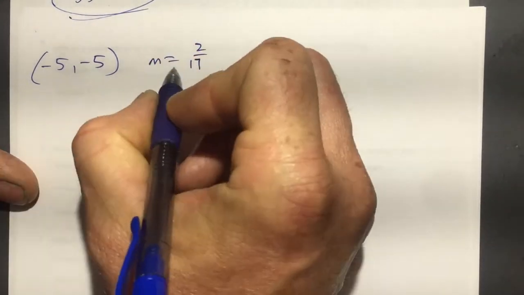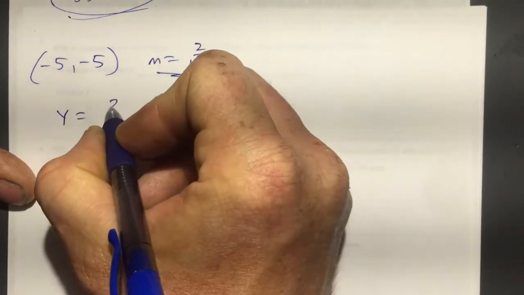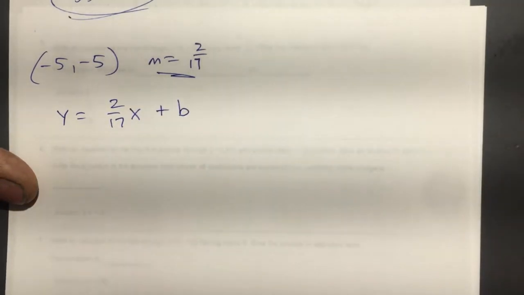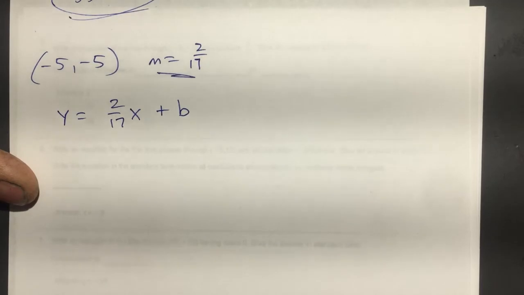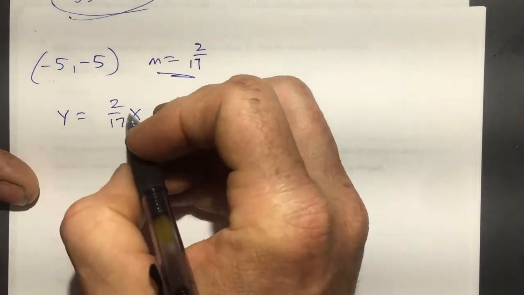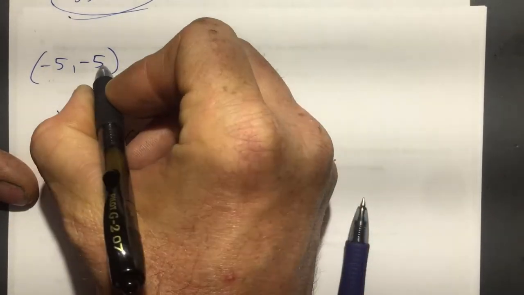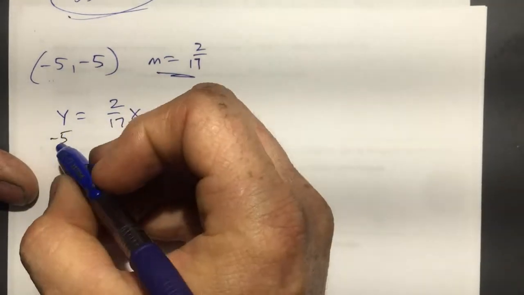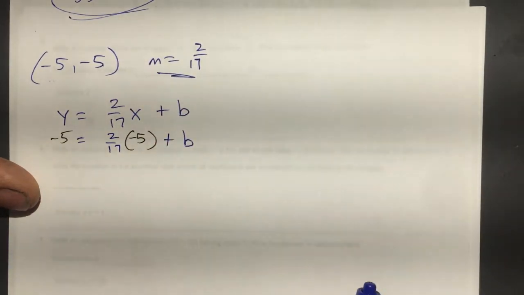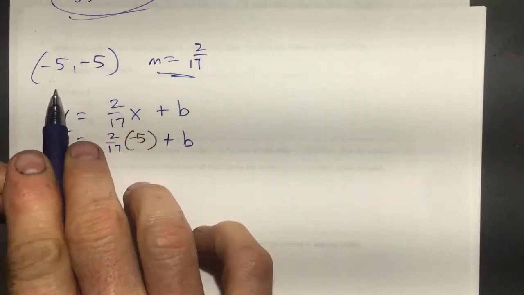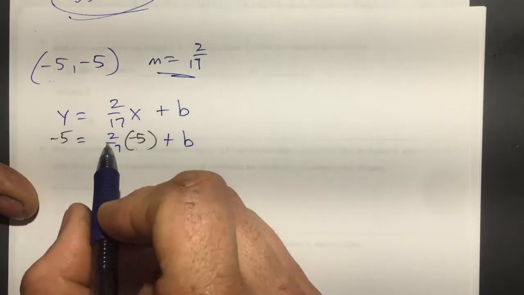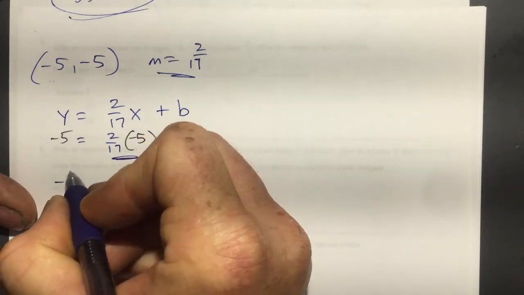So in this problem here, since that's my slope, it's going to be y equals 2 over 17 times x plus my y-intercept, which I don't know. And so I'm going to do the same exact thing I did a while ago. I'm going to take this point right here and put that in for x and y, which means I'm going to put negative 5 right here for x. I'm going to put this negative 5 over here for y. And I've got this. Okay, so I'm taking these values and putting that in for x, putting that in for y, and I've got this now.